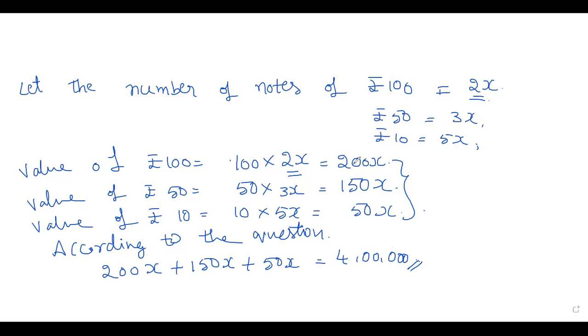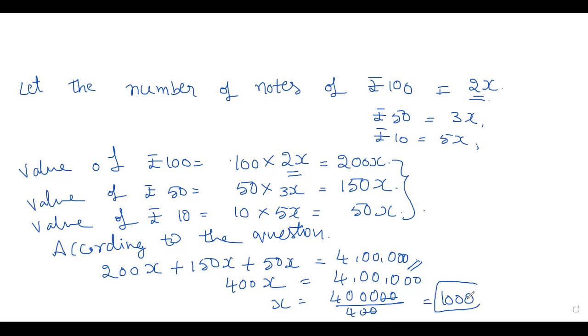So we are adding all these values, 200x plus 150x plus 50x. 150 plus 50 is 200, 200 plus 200 is 400x, is equal to 4 lakh. Then x is equal to 4 lakh by 400. Okay, children. So 2 zeros cancel. 4 ones are 4, then 1000. So the value of x is 1000.